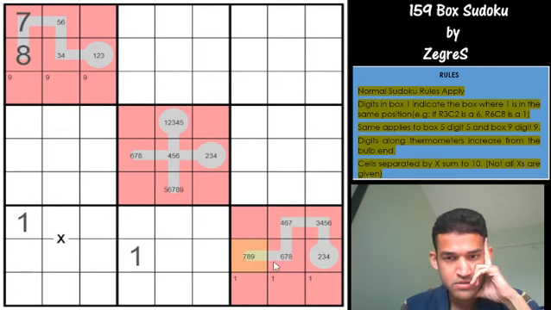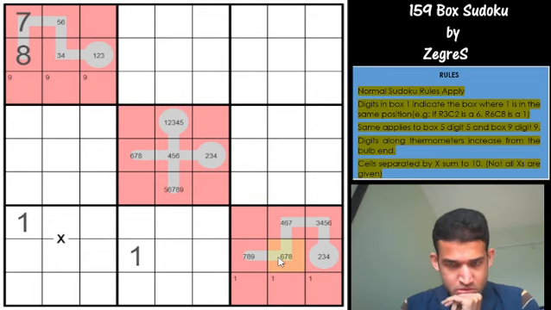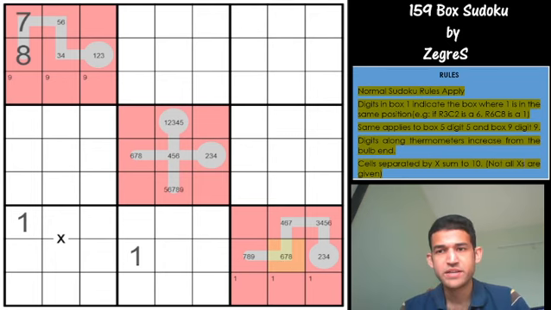Be 9, 6, be 4. This would be a 9. There's no problem in that. So I was seeing if 7 could be eliminated from here, but I don't think so. Oh, this cannot be 8.